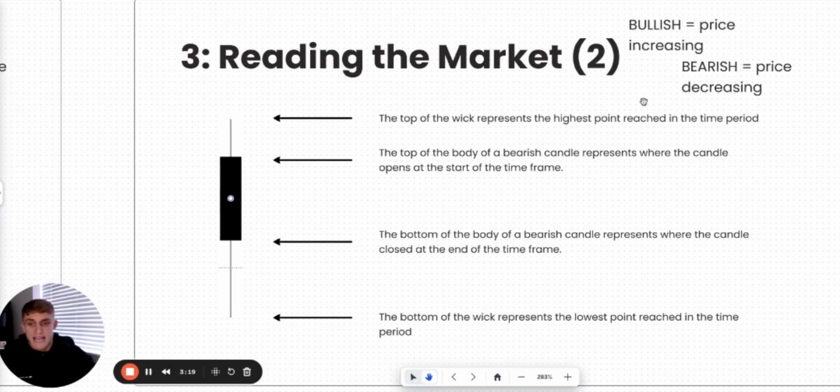And it is exactly the opposite for a bearish candle, as what I've shown here. When you load up TradingView, your bullish candles will be green and your bearish candles will be red. I've just changed mine, but it has no effect. Top of the wick is the highest point, bottom of the wick the lowest point. For a bearish candle, it's slightly different. The top of the body represents where the candle opens at the start of the time frame, and the bottom is where it closes at the end of the time frame.